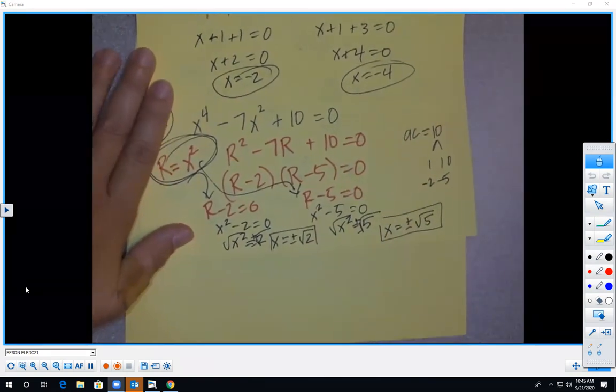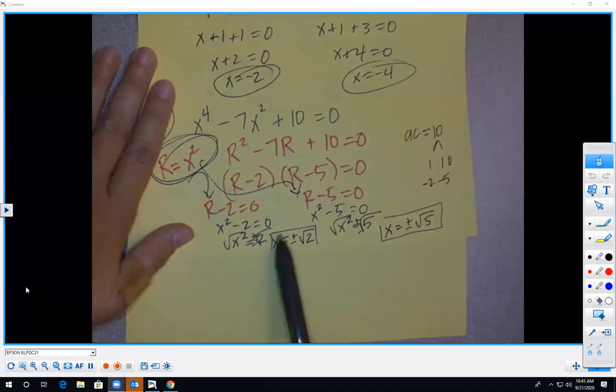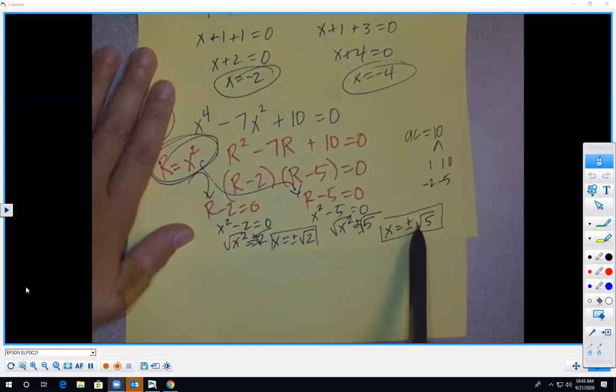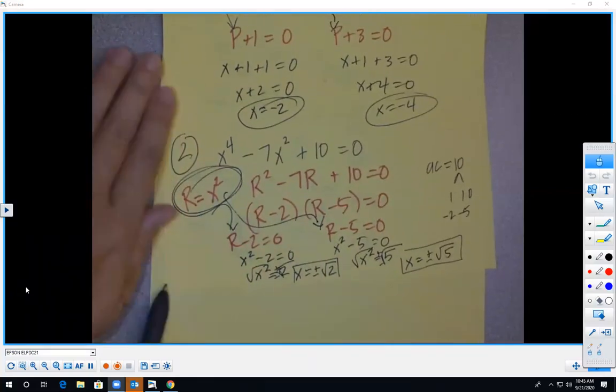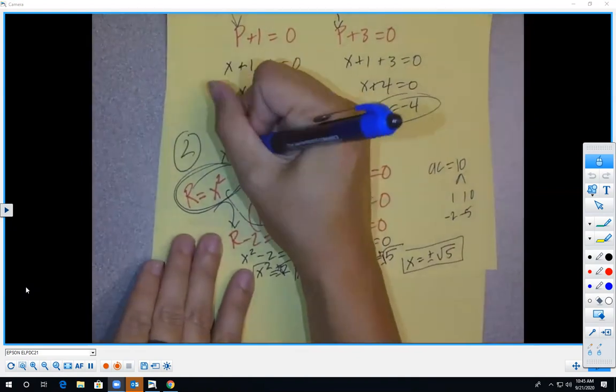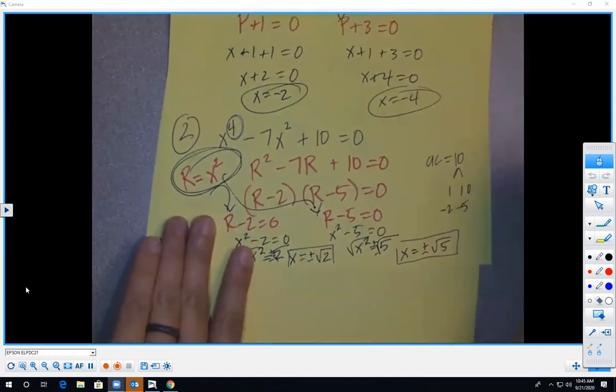How many answers do you have there? 4. 2 right here with the square root of 2. 2 right here with the square root of 5. Look at your degree. What's your highest exponent? 4. You're supposed to have 4 answers here.